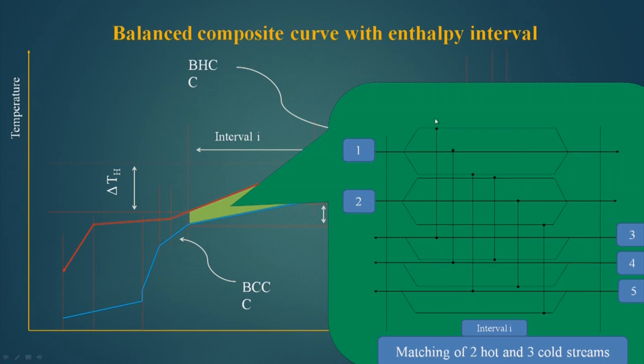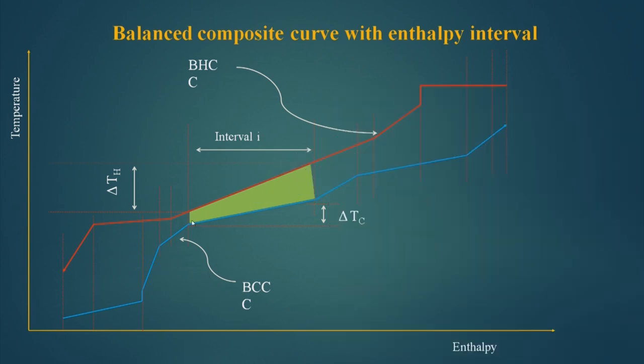That means the first part of the hot stream 1 exchanges heat with the first part of the cold stream 3. So, this forms an exchanger network in the ith interval and facilitates the vertical heat transfer. Here we see that the hot stream rises from this temperature to this temperature, which is delta T h, and the cold stream rises from this temperature, which is delta T c.